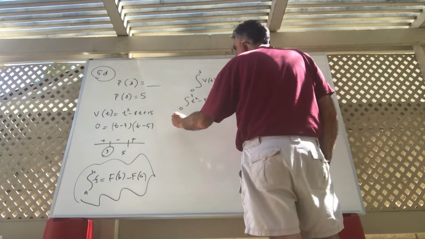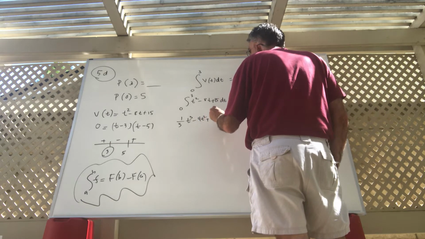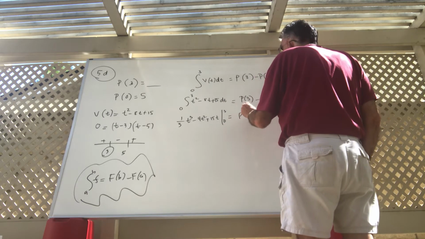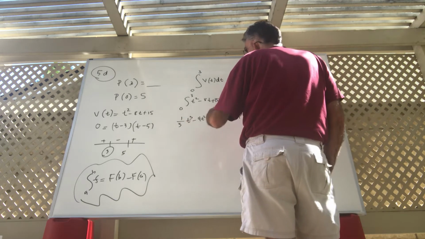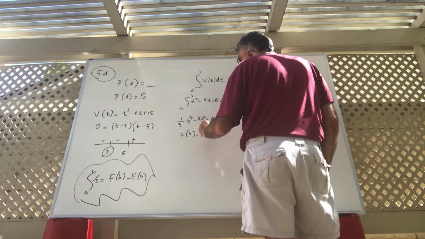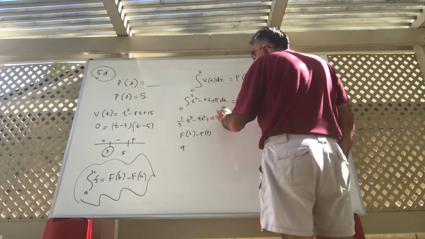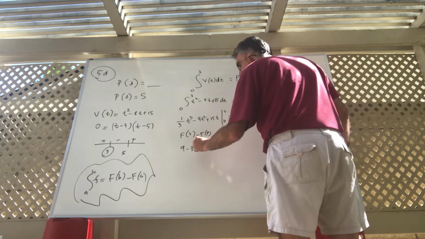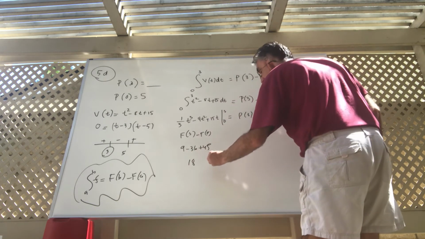So 1/3 t to the third minus 4t squared plus 15t from 0 to 3. If I put 3 in, now I have to do the antiderivative at 3 minus the antiderivative at 0 of this thing. I put the 3 and I get 27. 27 divided by 3 is 9. 3 squared is 9 minus 36. 3 times 15 is 45. So I get 18 if I add that up.